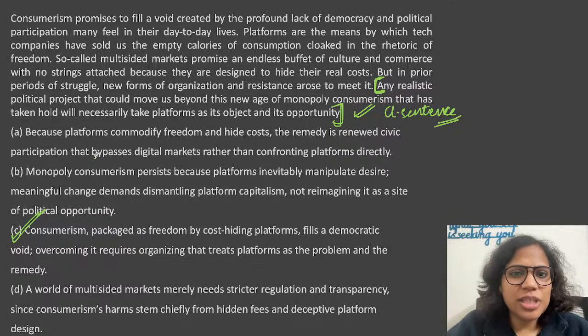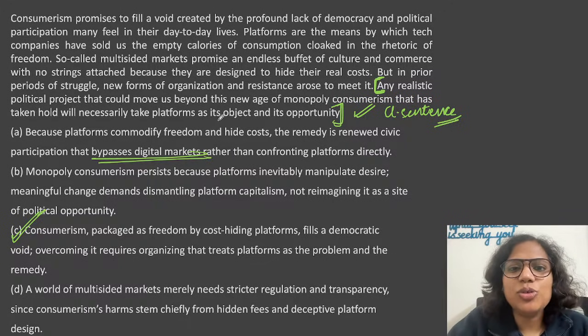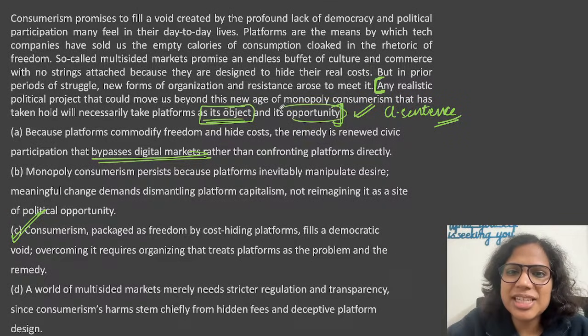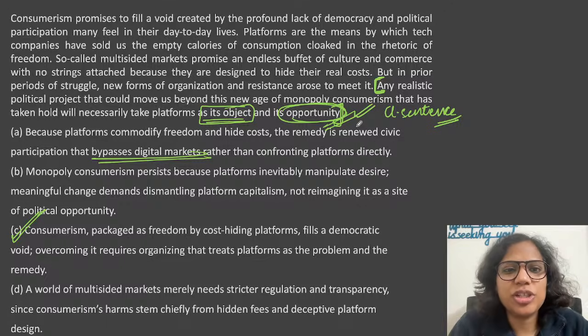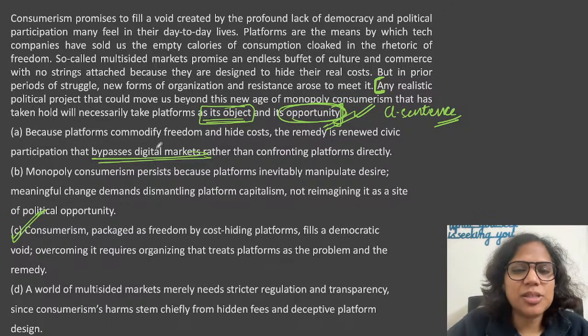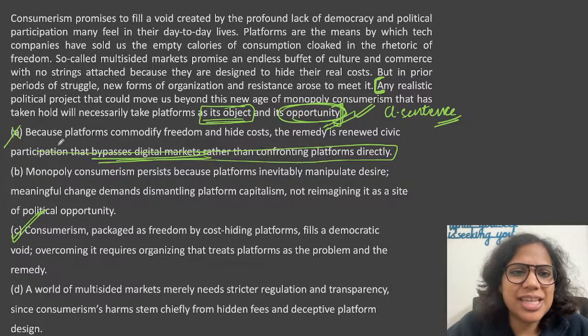This one says bypasses digital markets. वो कह रहे हैं bypass नहीं करना है. You are attacking it, but also taking the opportunity, looking at it as an opportunity rather than completely bypassing these markets. Bypassing these platforms is the term the author has used rather than markets. तो ये गलत हो गया in terms of what it is saying here versus what the author has said towards the end.